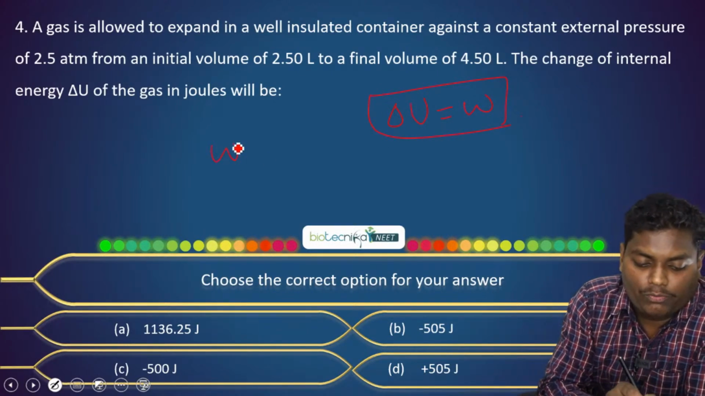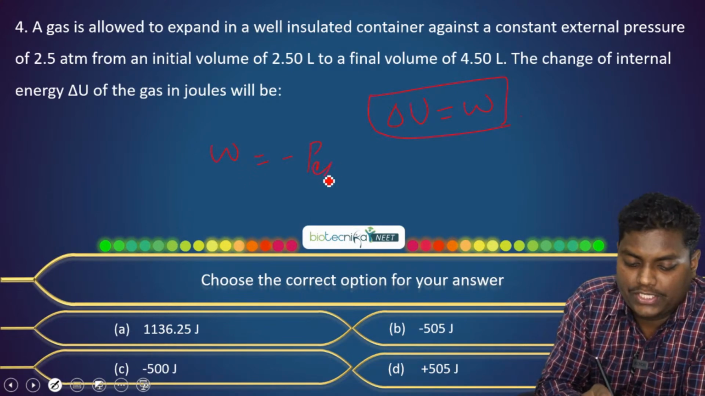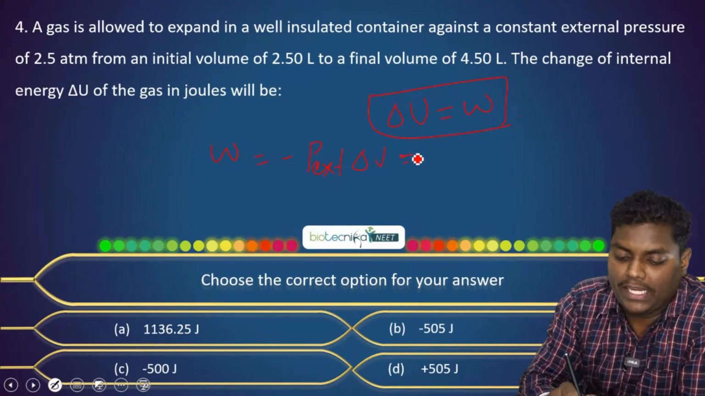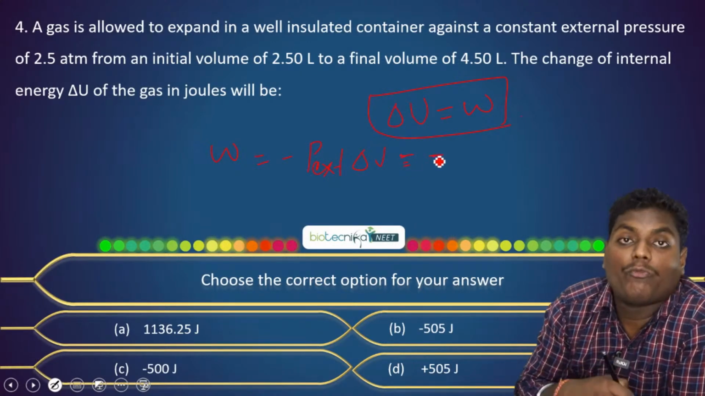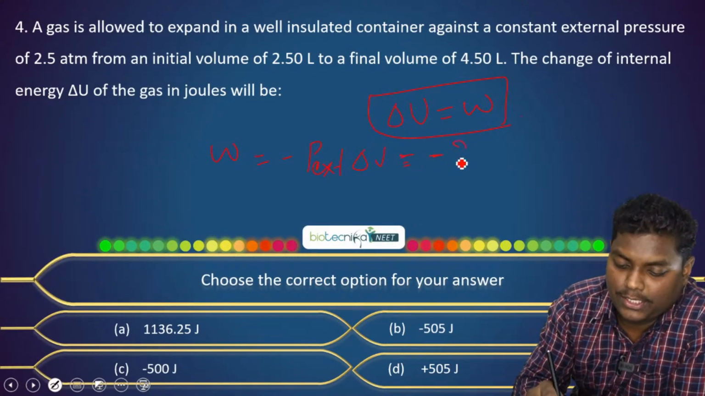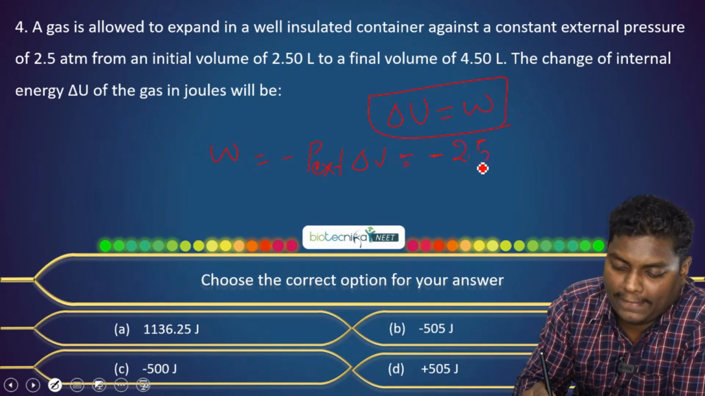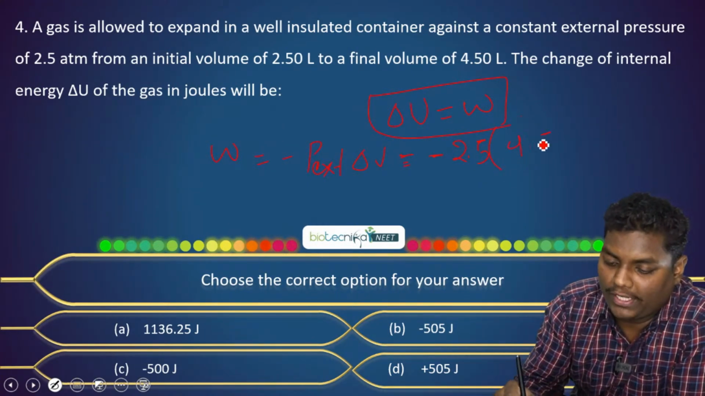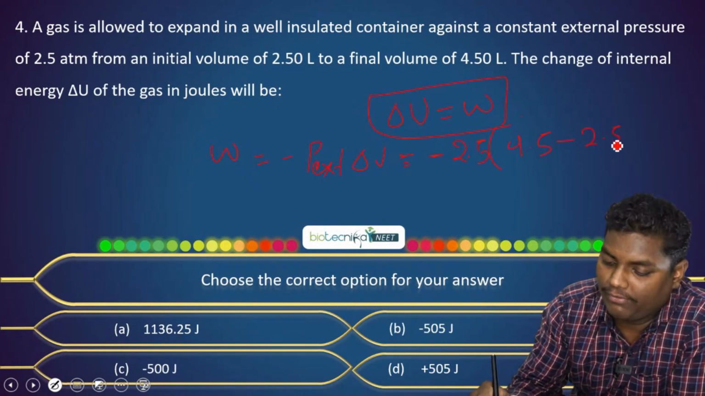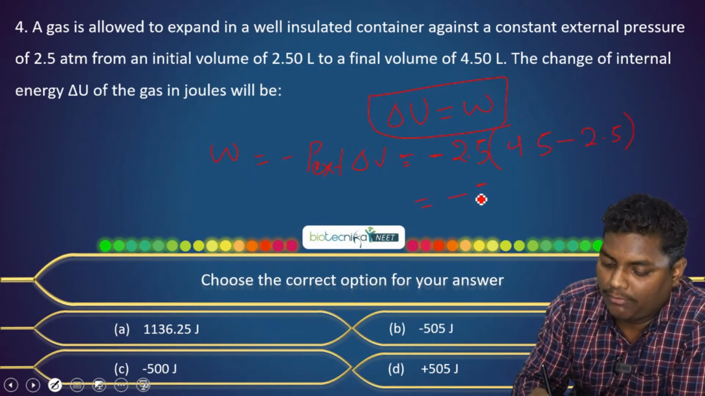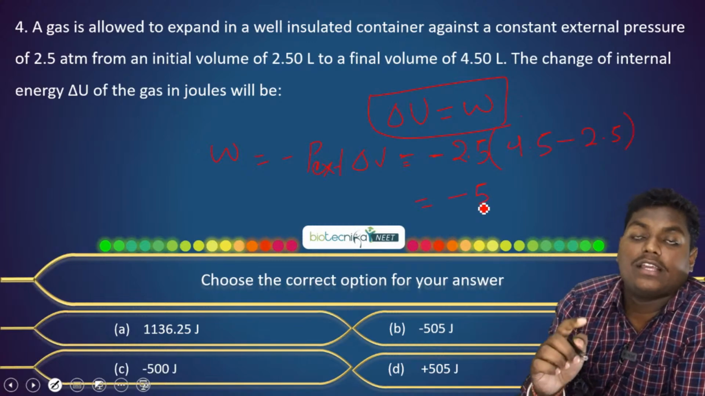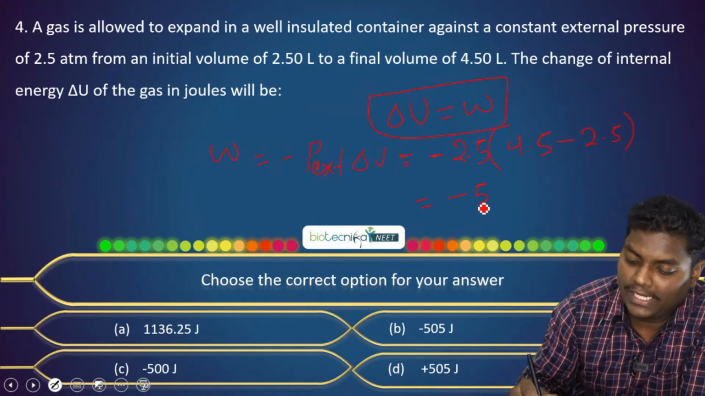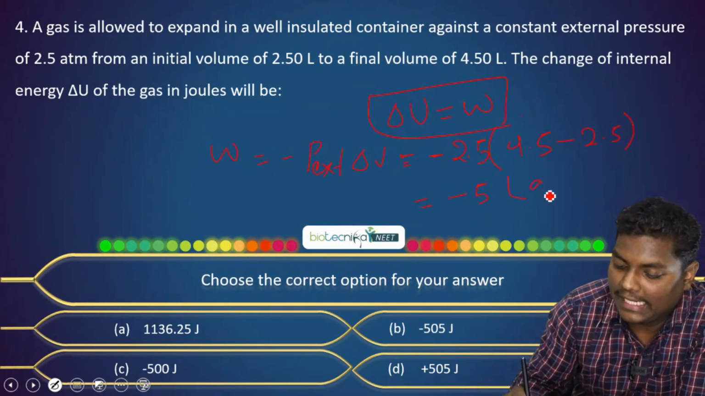So what do we know? Work done is negative of P external into change in volume. Just plug in the values and solve it. What is the P external that we have? It is 2.5 into the change in volume, 4.5 minus 2.5. So it will come minus 5. Check the units. While solving physical questions, you need to be very careful about the units. So it is 5 liter atm.